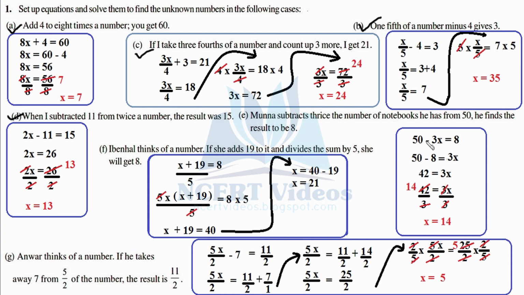Now place it. 14 3s are 42. 50 minus 42 is 8. Therefore 8 equals 8. Hence our solution is correct for E part. F.